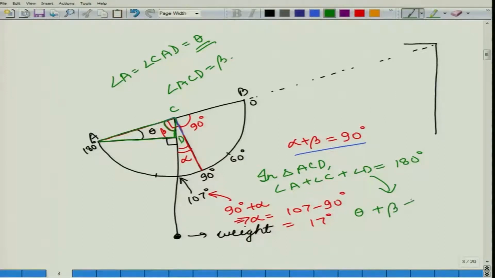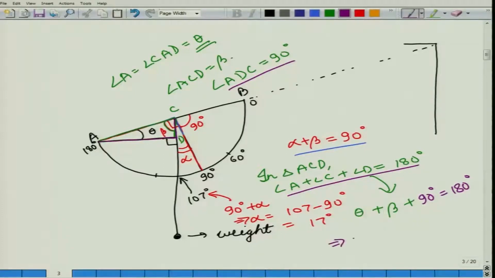So, theta plus beta plus angle D. Angle D is angle ADC, which is 90 degrees, because this is our horizontal line and this is our vertical line. So, both are going to intersect at 90 degrees. So, angle ADC is 90 degrees. So, this sum is equal to 180 degrees. This would imply that theta plus beta is equal to 180 degrees minus 90 degrees, which is 90 degrees.